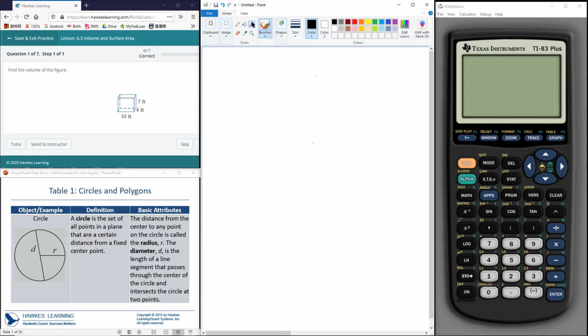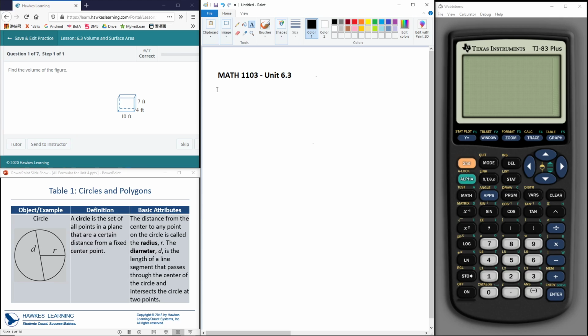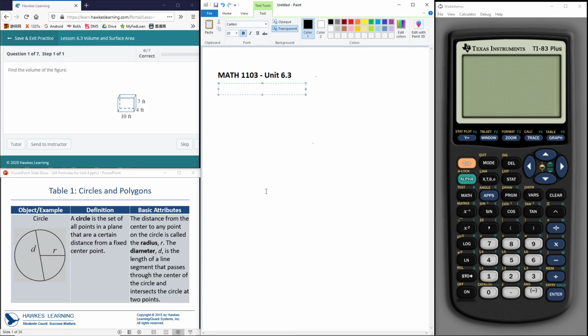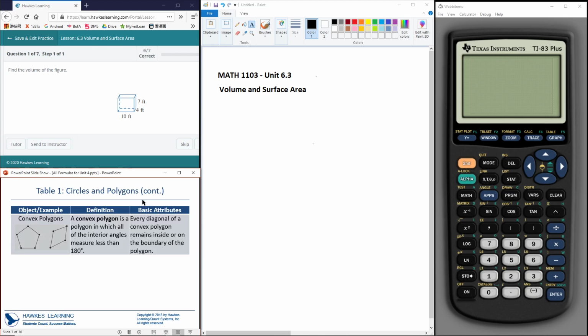So this session is about Math 1103, Unit 6.3, and that is dealing with volume and surface area. Now, this unit is actually not too bad because all you have to do is look at the formulas here and just look for the ones that you need.